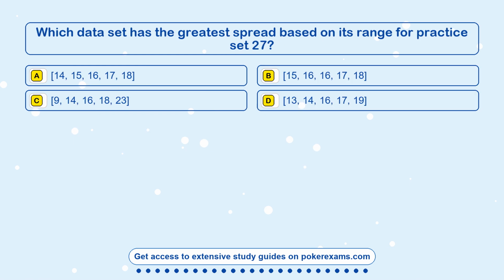Question 21. Which data set has the greatest spread based on its range for practice set 27? Option A 14, 15, 16, 17, 18. Option B 15, 16, 16, 17, 18. Option C 9, 14, 16, 18, 23. Option D 13, 14, 16, 17, 19.